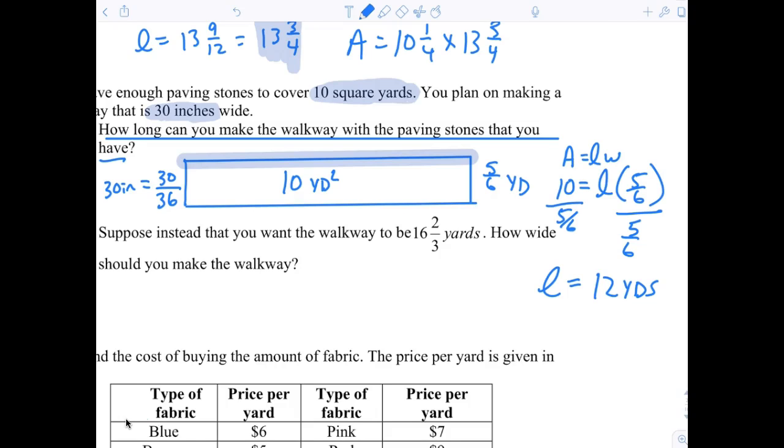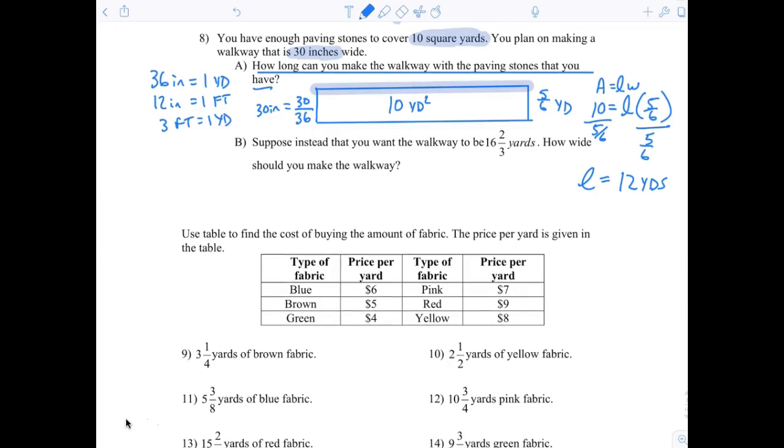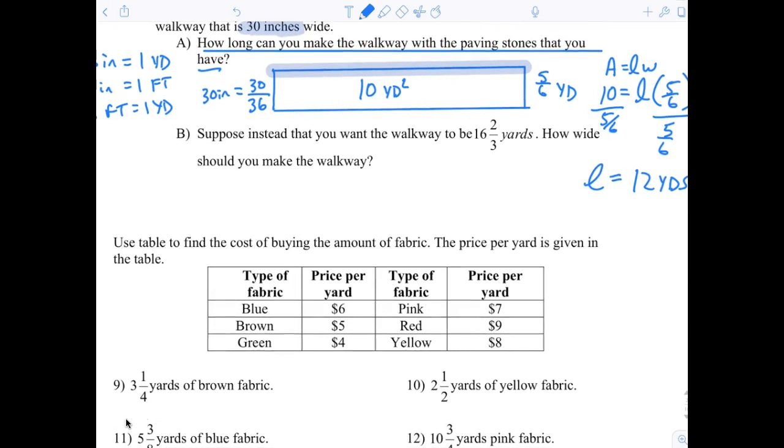So now, that was an excellent problem. Now let's look at B. It says, suppose you wanted to make a walkway that's 16 2/3 yards. How wide would it be? Does the area change? No. So this time it's just 10 is equal to, very good, 16 2/3 times W. Very nice. So now, how do I do this on the calculator, Bradley?